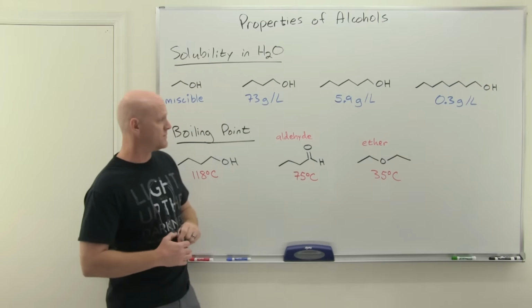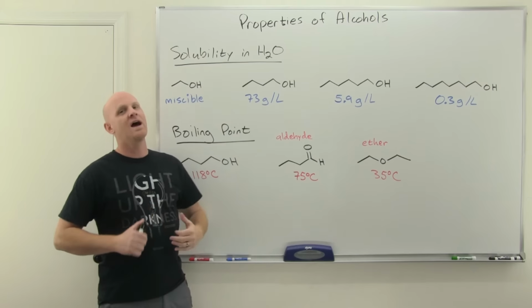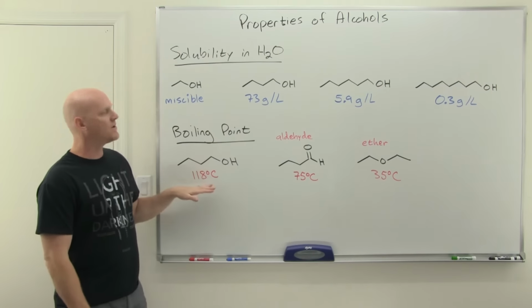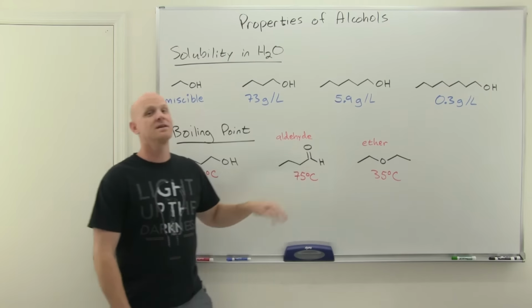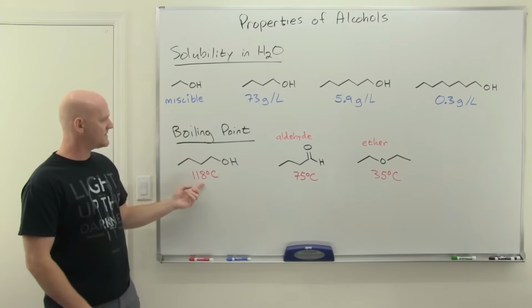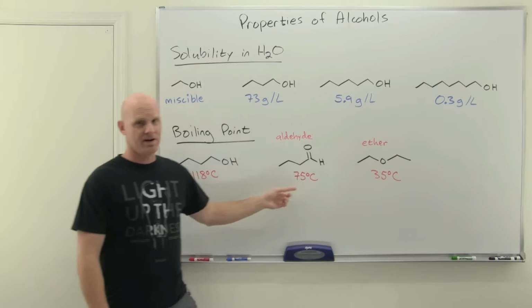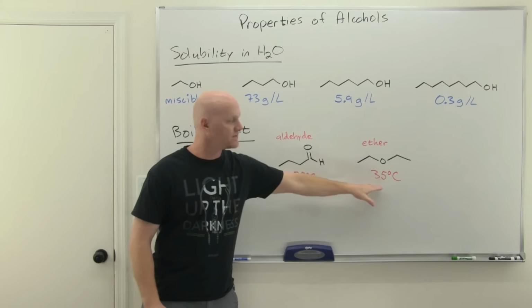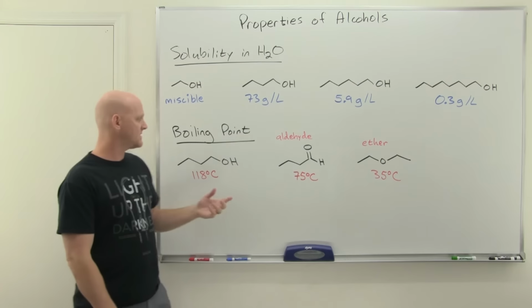So let's take a look at boiling points for a second. In this case, we're not going to be comparing boiling points of different alcohols. I just want to show you how an alcohol compares in boiling point to some other functional groups that are similar in molecular weight. You'll see that the alcohol has a significantly higher boiling point than the corresponding aldehyde or ether. I've picked very closely related compounds that are very similar in structure and molecular weight, and you'll see that the alcohol is highest.